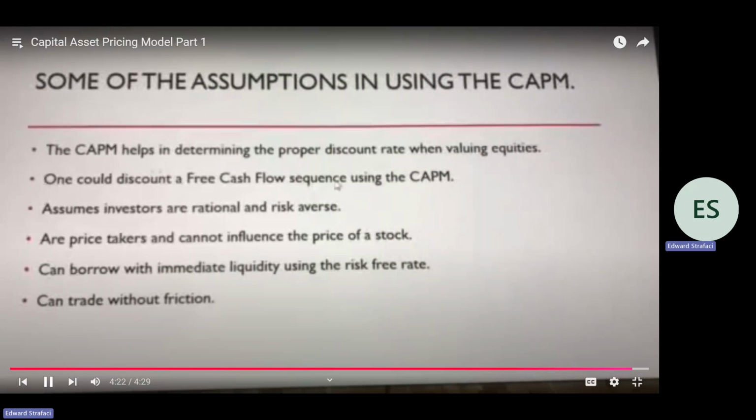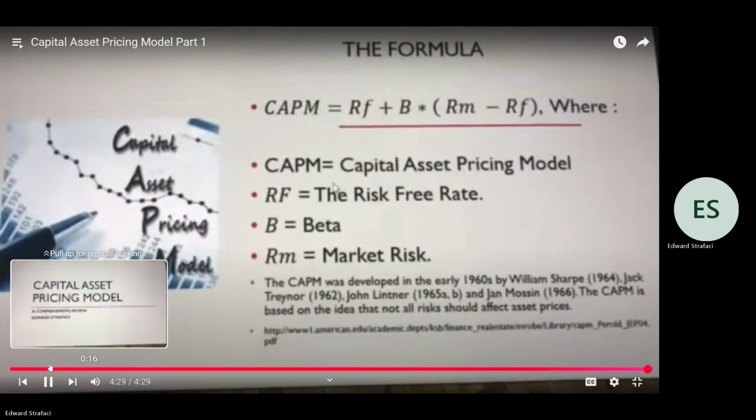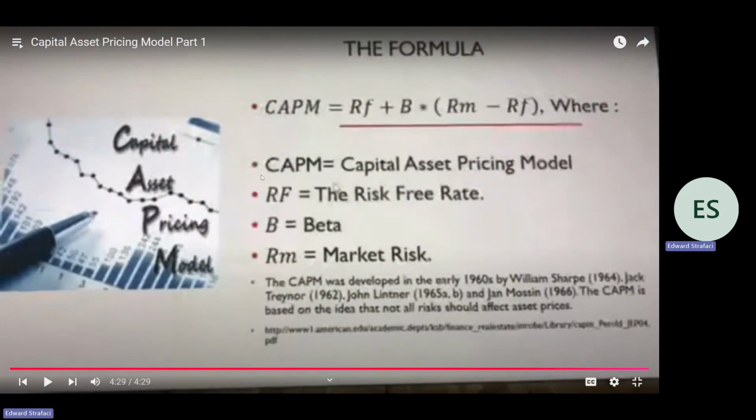In our next video, we're going to go over the formula, and we'll start to talk a bit about how the formula breaks down. Here's the formula. It's the risk-free rate plus the beta. The beta you can find on Yahoo Finance, and I'll show you how to do that. Times the risk of the market, which is essentially the risk of the S&P 500. And how do we find that?